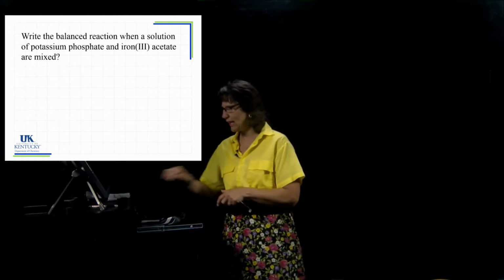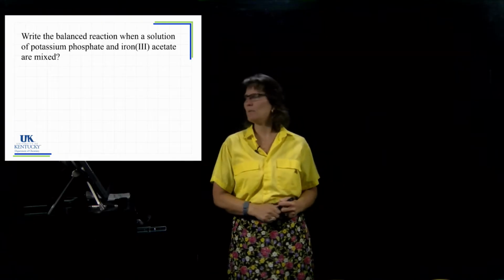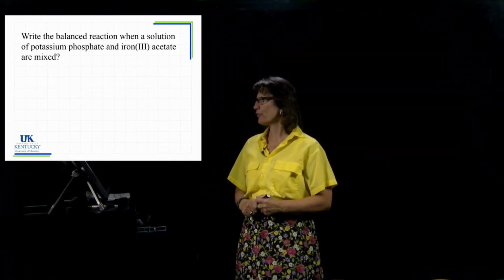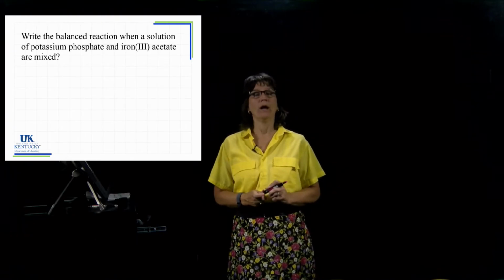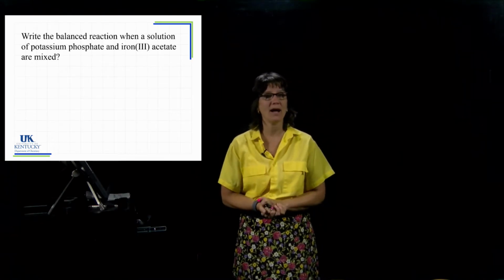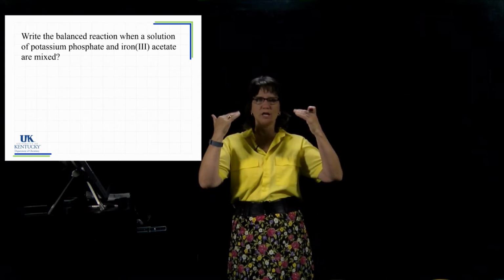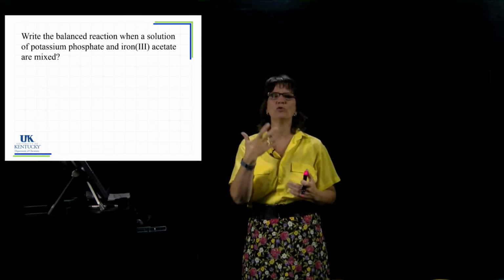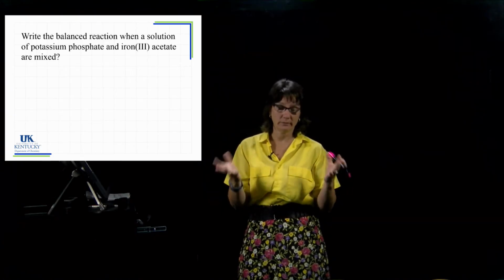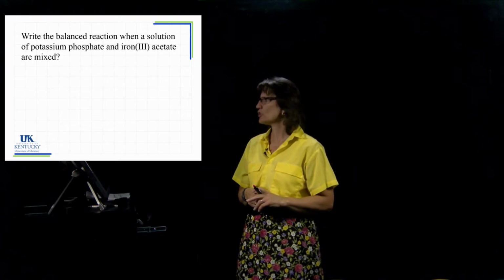Okay, and we'll do this on the light board. So we have a reaction with potassium phosphate and iron(III) acetate. Well, unless you know the formulas and charges of your polyatomic ions, you're not going to be able to do this well. So if those have kind of gone in your brain and back out again, you need to go to those ions, the common polyatomic ions, and make sure you know their names and their charges.